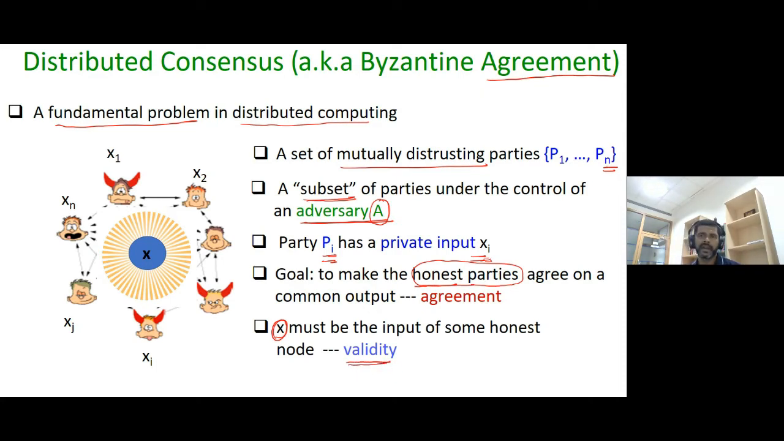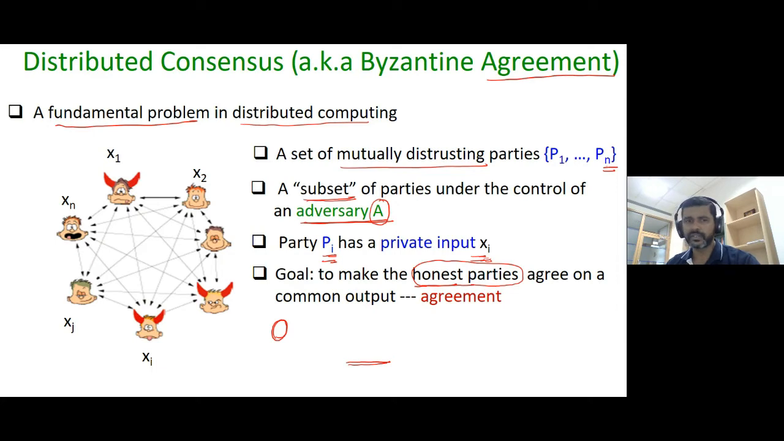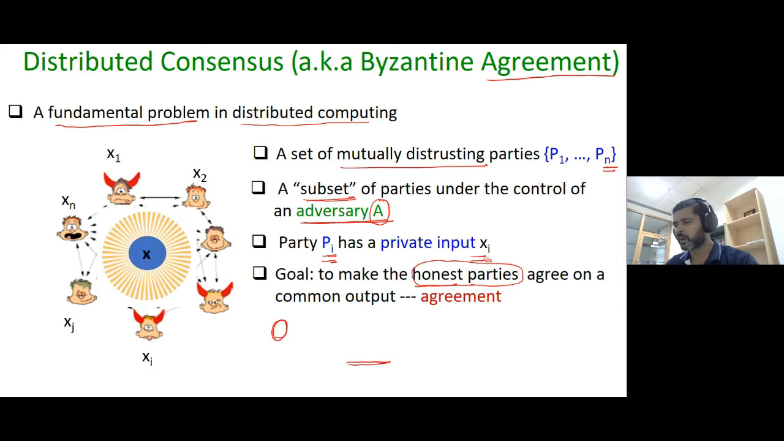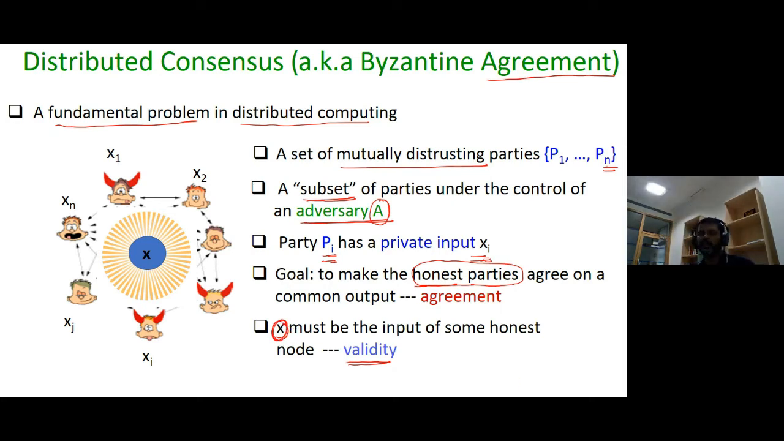So our goal is to design a protocol according to which the parties exchange messages, and finally they agree upon a common output, and that common output should be the input of some honest party.